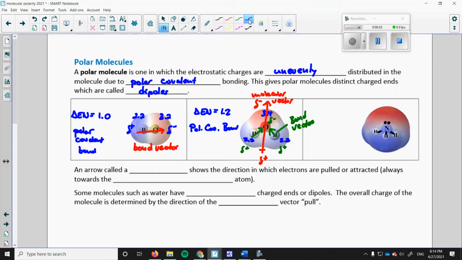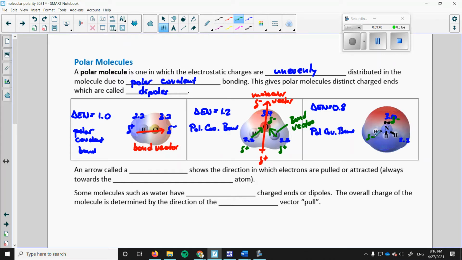Now when we look at the electronegativity of nitrogen, it's going to be 3.0. Each of these hydrogens is going to be 2.2. So the difference in electronegativity is going to be 0.8. This means we're going to have a polar covalent bond, just like we did before, and that means we're going to have charged ends over here. The nitrogen is more electronegative, so this is going to be more negative.